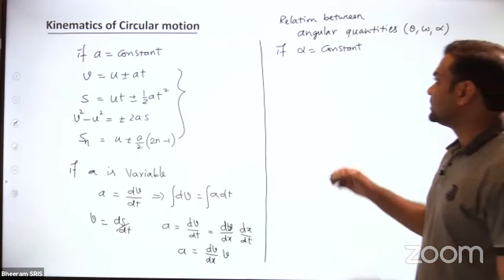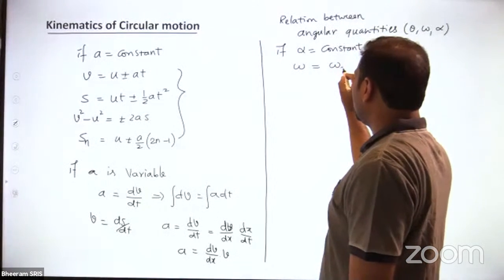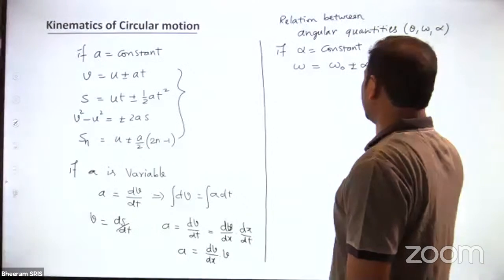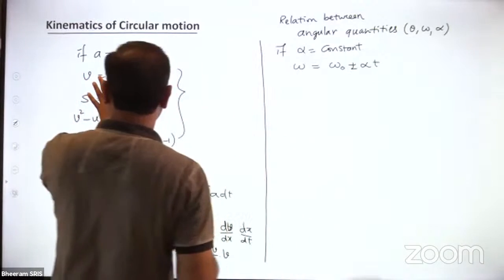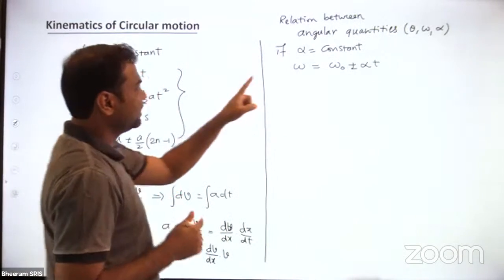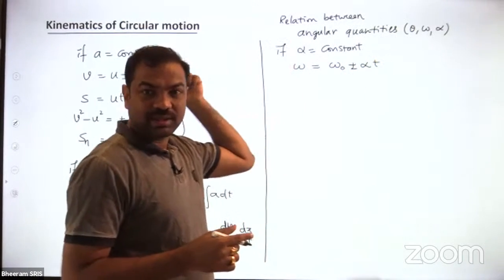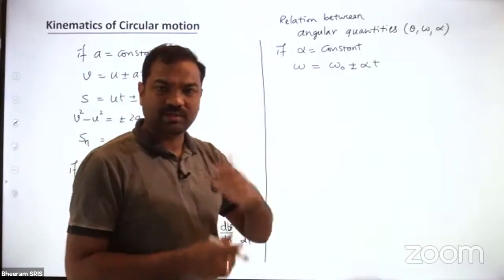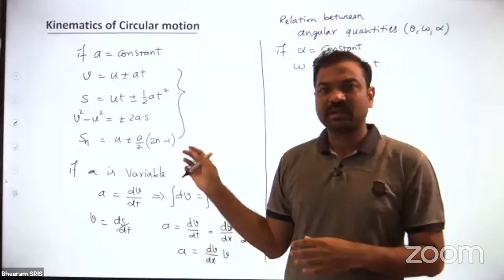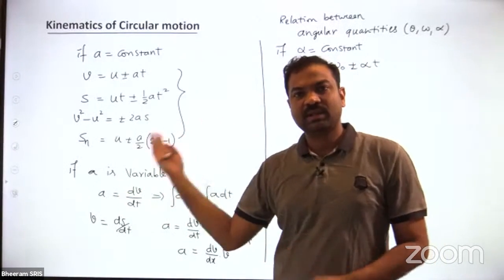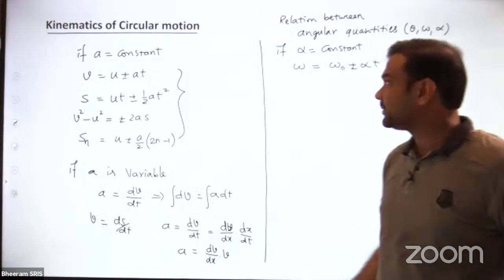See, if alpha is constant, let us say angular velocity after some time t is equal to initial angular velocity plus or minus alpha t, same as it is, no doubt. Here final velocity is equal to initial velocity plus or minus acceleration into time. But these are linear quantities, these are angular quantities. Just replace the linear displacement with angular displacement, linear velocity with angular velocity, linear acceleration with angular acceleration. That's it. You'll get the kinematic equations in rotation.